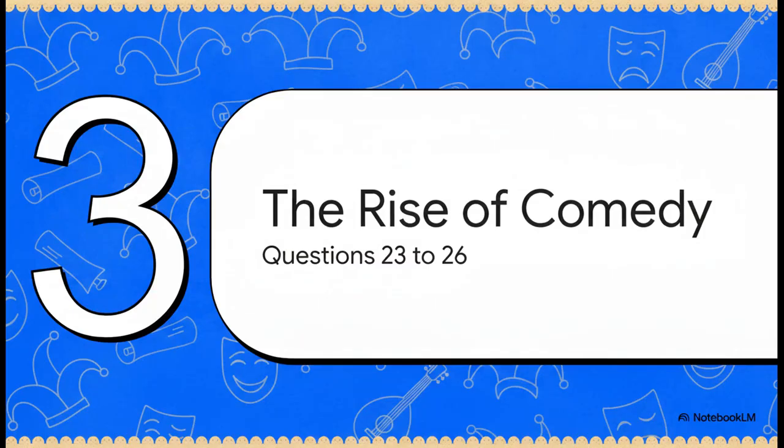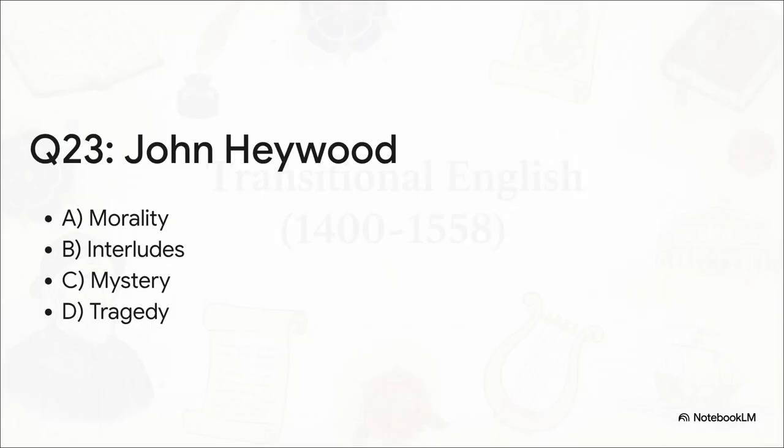All right, Section 3, The Rise of Comedy, questions 23 to 26. Question 23. John Heywood is famous for writing short, satiric dramatic pieces known as A, morality plays, B, interludes, C, mystery plays, or D, tragedies? If you locked in B, interludes, you are totally correct. The fact that they are described as short, satiric pieces distinguishes interludes entirely from the heavy, full-length moralizing plays we just discussed in the previous section.